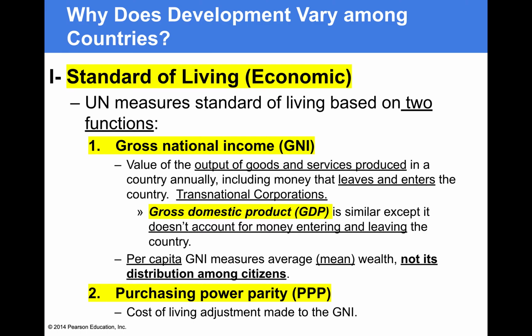You want to make sure that you read the labels very carefully. GNI per capita would be the average per person of goods and services produced in a year, both inside the boundaries of a country and outside the boundaries of a country.